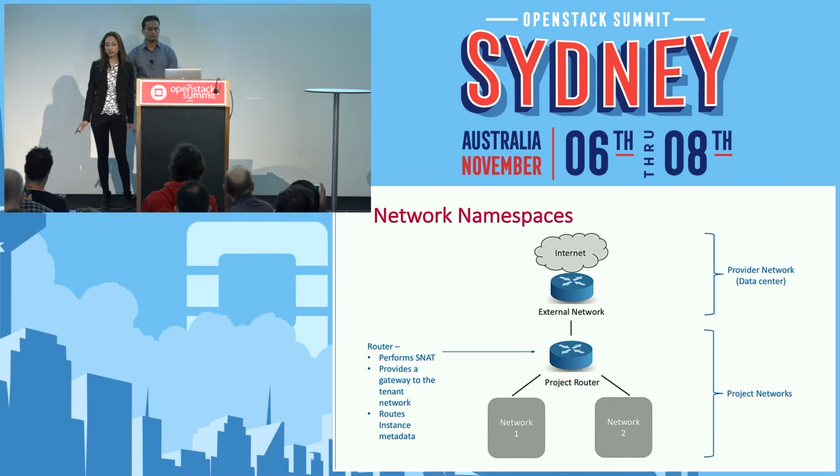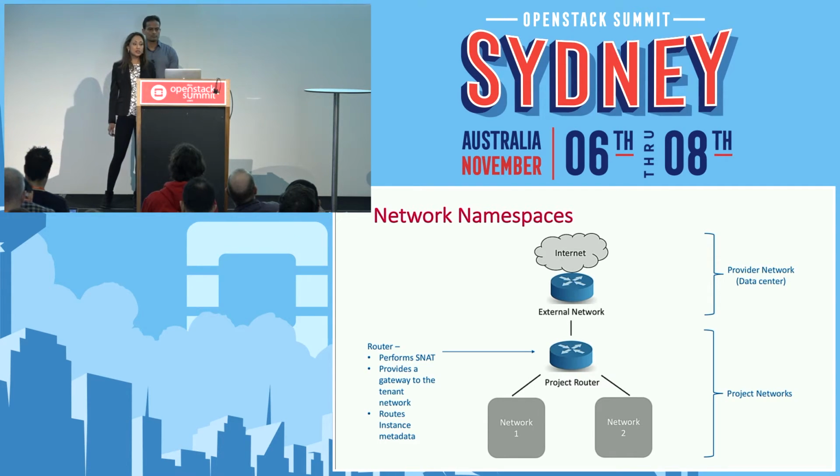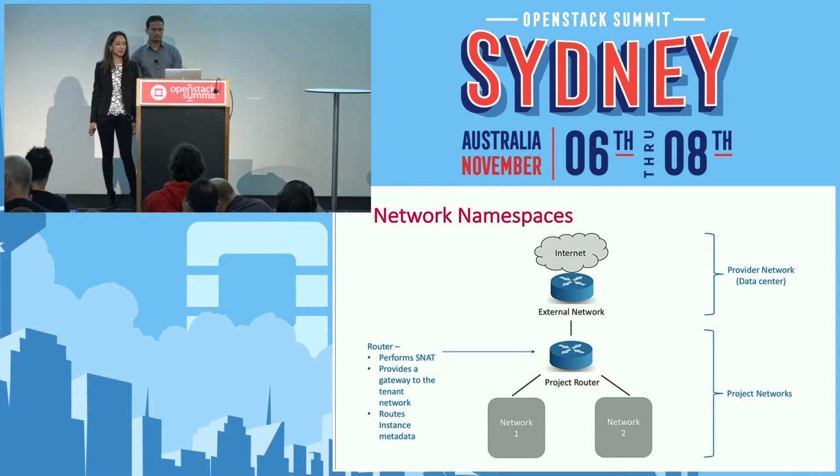So this is what the picture would look like. You have two project networks here that connect to a virtual router that is made possible through a network namespace. The virtual router then connects to a physical router in the data center. The router provides SNAT, that is Secure Network Address Translation. The virtual project router connects to the physical router in the data center, as you can see.